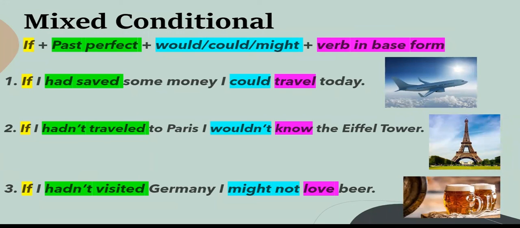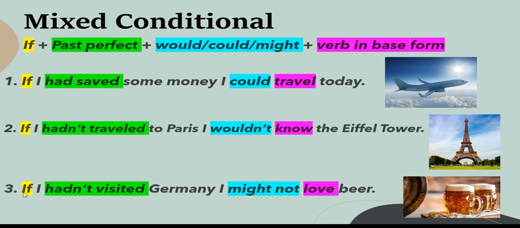Then we have number 2. If I hadn't traveled to Paris, I wouldn't know the Eiffel Tower, okay? So today, I already know the Eiffel Tower because I've already seen it. I know it. Today is my present result. I know the Eiffel Tower. But this wouldn't have happened if I hadn't traveled to Paris, okay?